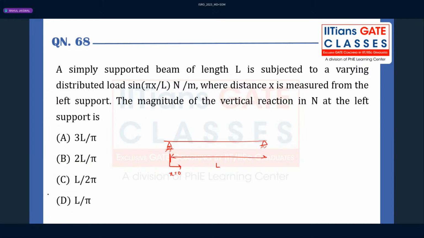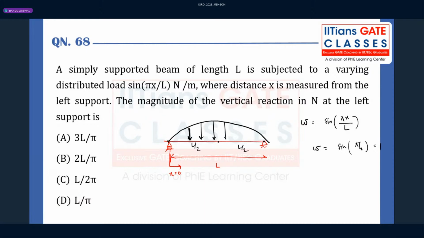So what you understand is that when you plot the sine curve, the load they have given is sin(pi x by L). At x equal to 0, sin 0 is 0. At x equal to L, sin pi is also 0. At a distance L by 2, what is the distribution of the load? That is sin(pi by 2), which is 1. So you get a sine curve like this. The distributed load is given in the form of a sine curve, where it is W Newton per meter.